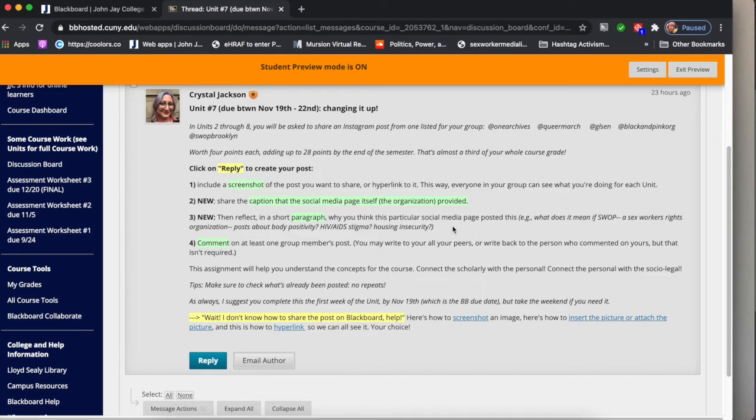So what does it mean, right? Put those things together, piece together that puzzle for us. Why, for example, would SWOP, a sex workers outreach organization, post about housing insecurity or HIV and AIDS stigma, right? So apply your fierce advocacy for sexuality justice lens here at the end of the semester. And again, as always, comment on at least one group member's post.